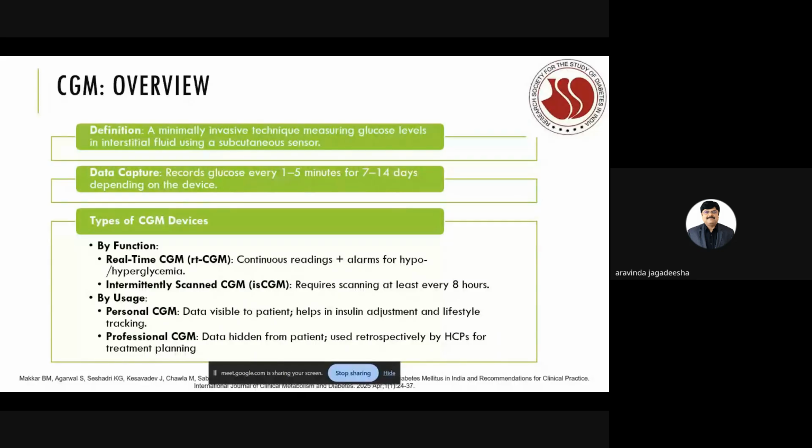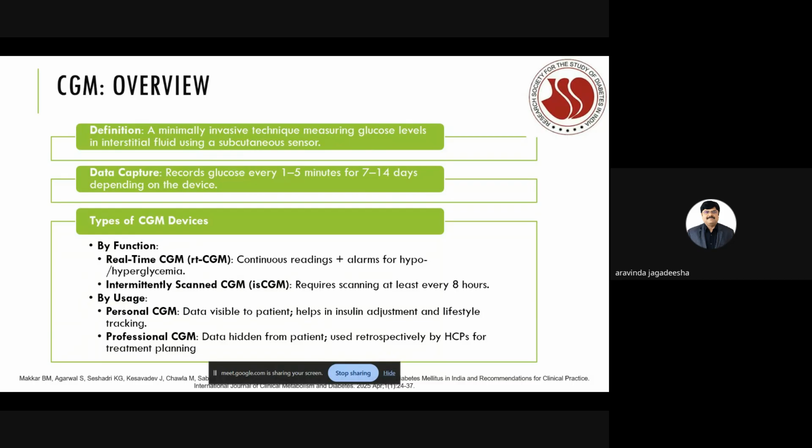Data capture: it records glucose every 1 to 5 minutes for 7 to 14 days, depending on the device. There are different types of CGM devices. By function, the first one is the real-time CGM, with continuous reading plus alarms for hypo and hyperglycemia. That is the best part. If the patient is going for hypo or hyper, there is an alarm.